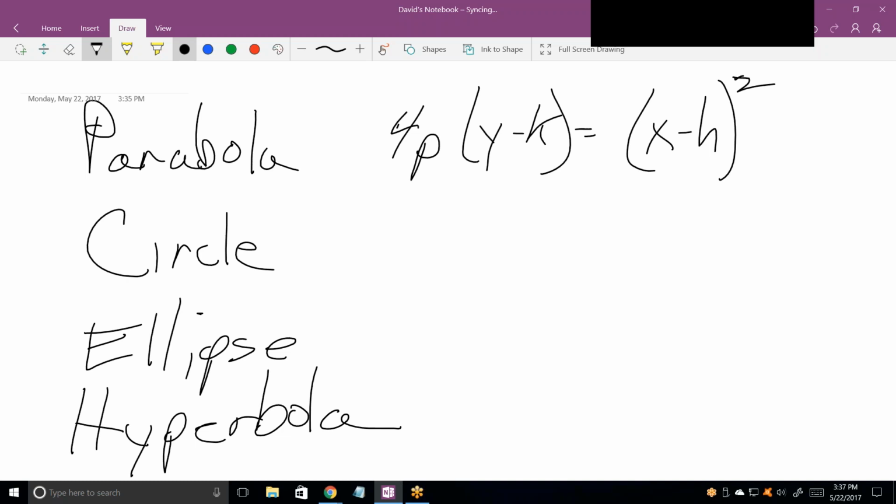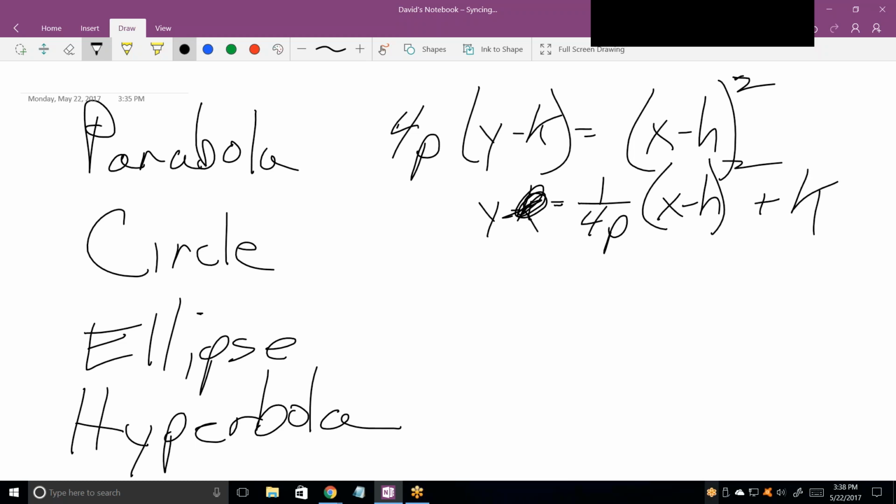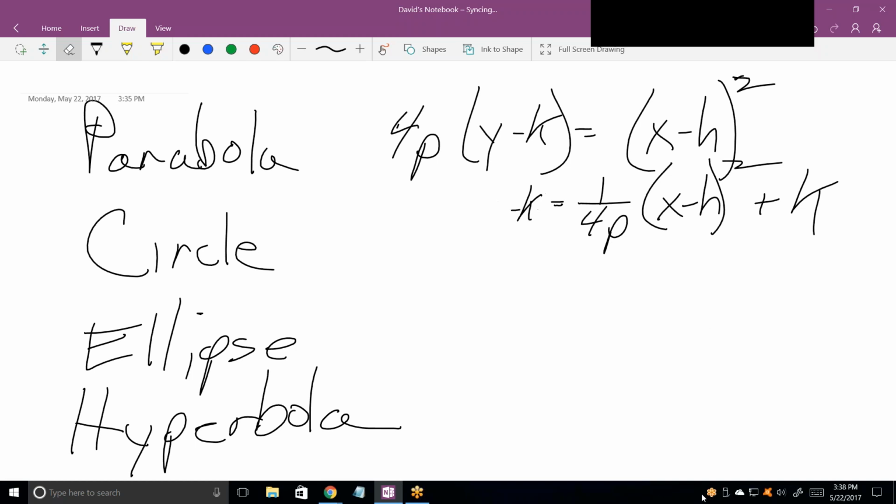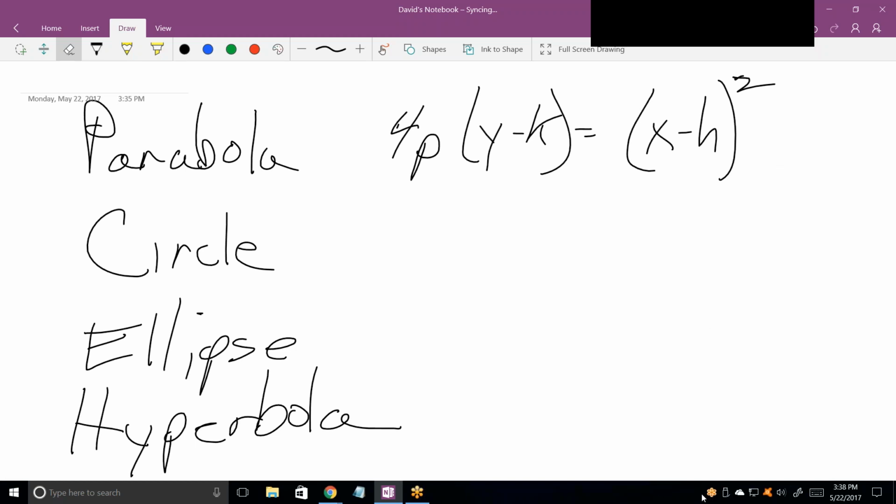Mm-hmm. Yeah. Because not everybody uses this. You'll notice that if I divide both sides by 4p, I would have y minus k equals 1 over 4p times x minus h squared. Then I could add k to both sides. Wow, that looks like the vertex format. Only a is equal to 1 over 4p. So it's really not any different. As long as you remember a equals 1 over 4p, then you could work from either vertex format or this format. The advantage of this format is that p is the focal length, or rather the distance from the vertex to the focus. So if I have a parabola and there's a focus right there, that's p.